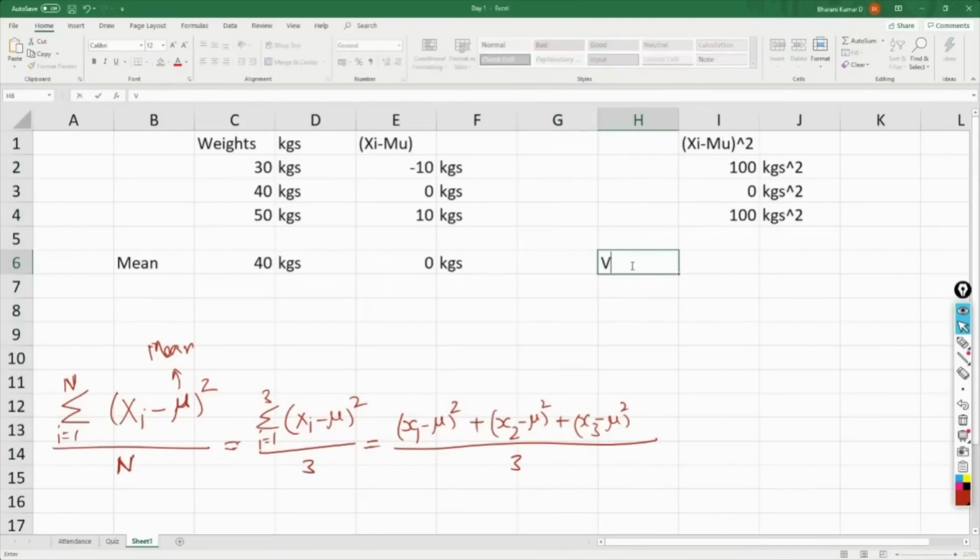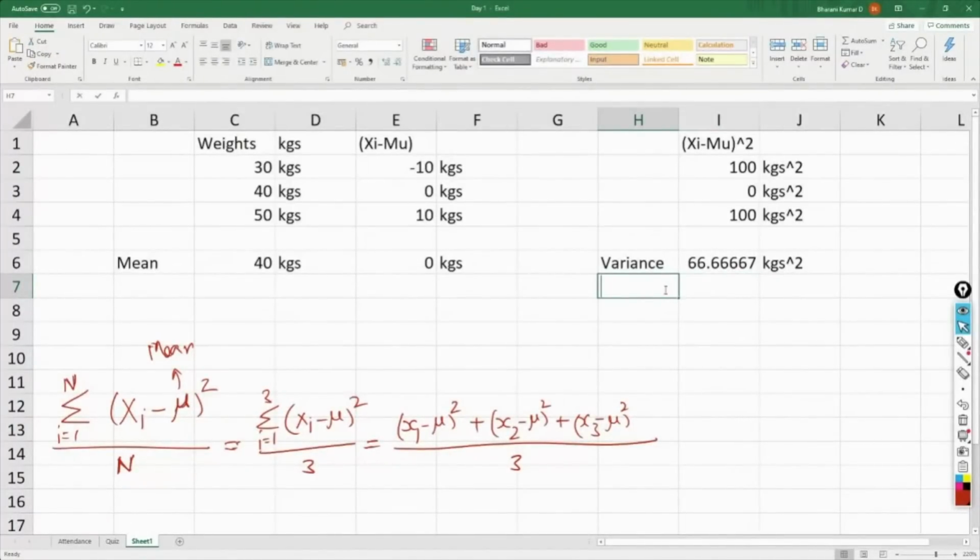Now what we shall do is calculate variance. What is variance? Variance is nothing but add all these 3 numbers. When you add all these 3 numbers, you get 200. 100 plus 0 plus 100, 200. Divided by, see, that's what I'm doing here. (Xi minus mu) whole square, I'm adding all these 3 numbers and dividing it by the total count, which is 3. There we go. Kgs square. So it is 66.6 kg square.